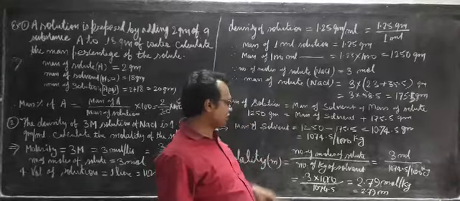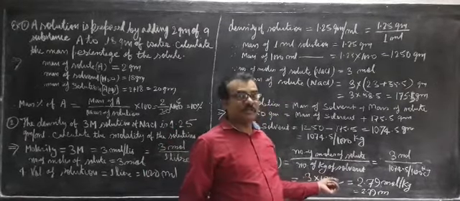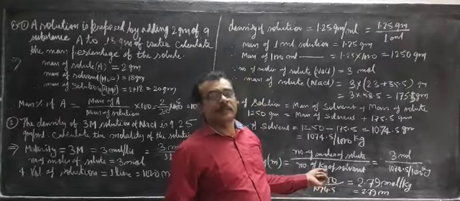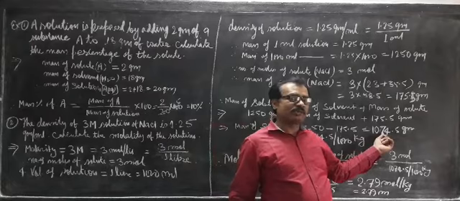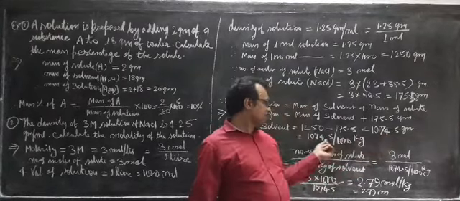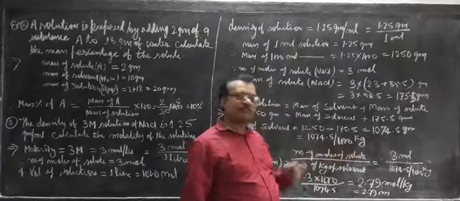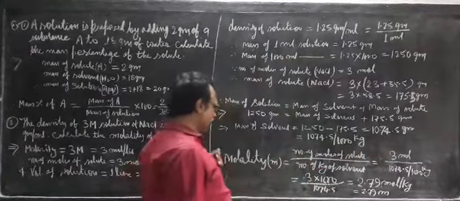This is the mass of the solvent. But we need the mass of the solvent in kg. So gram must be converted into kg, which is done by dividing by 1000. Now it becomes kg, and that value will be put here.